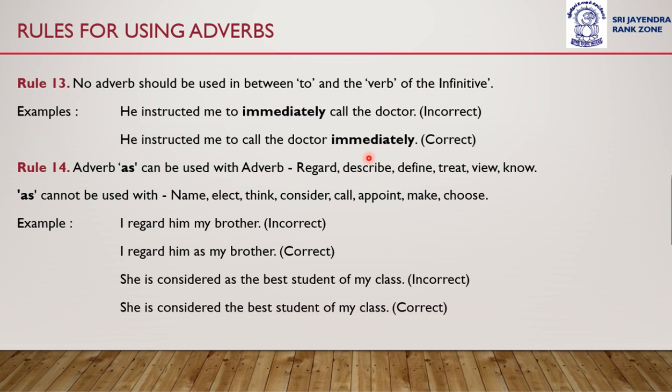Alright? "She is considered as the best student of my class." This is an incorrect statement. The correct statement would be, "She is considered the best student of my class." We will not use "as" with consider. We will directly write, "She is considered the best student of my class." This is correct.